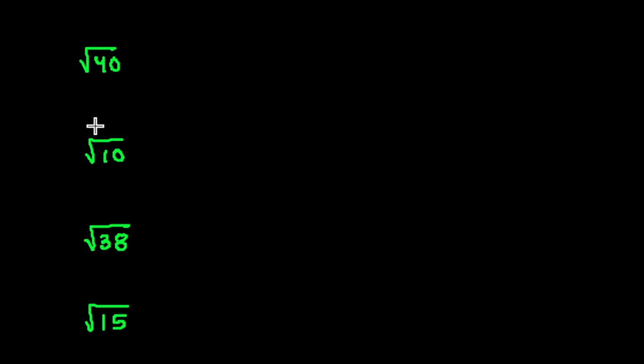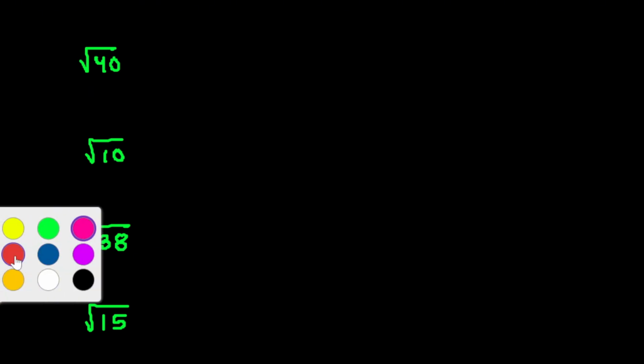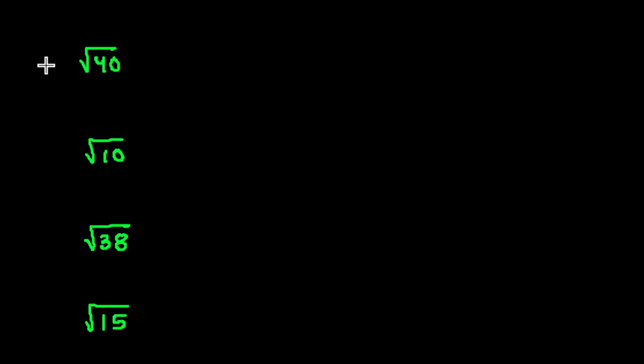For example, 40. Now think of the nearest perfect square number. The nearest square number would be 36. That is the square of 6, right? And after 6, it's going to be the square of 7, that is 49. So 40 is in between 36 and 49. We will choose the one it is closest to. The square root of 36 should get you a 6. Now we will start working with that one.